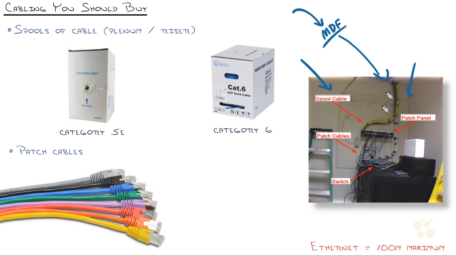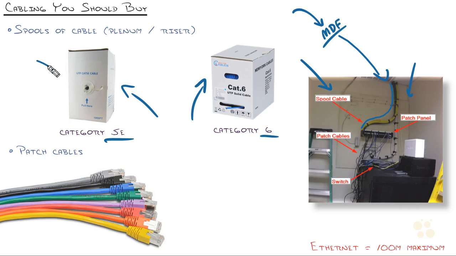Right here, I've identified all of this cabling coming out of the wall as spool cable. So in order to add to that, you'll want to buy some boxes like this. These are spools of Cat5e and Cat6. And I do want to emphasize, I'm talking Ethernet as in copper cabling. We'll talk about fiber later on in the series.